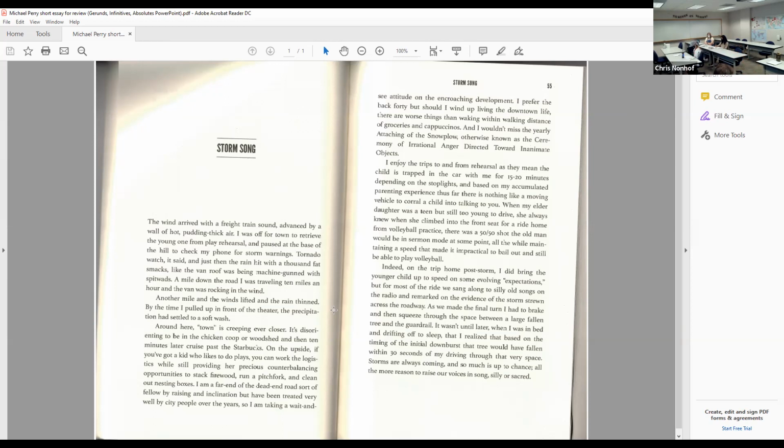His is so much more nuanced. "Another mile and the winds lifted and the rain thinned. By the time I pulled up in front of the theater, the precipitation had settled to a soft wash. Around here, town is creeping ever closer." And those ideas have nothing to do with each other. I don't understand how that can be a transition, but there's more tricks. He's got more tricks than I do, right? Eventually, he brings it full circle. But yeah, I really like his transitions.